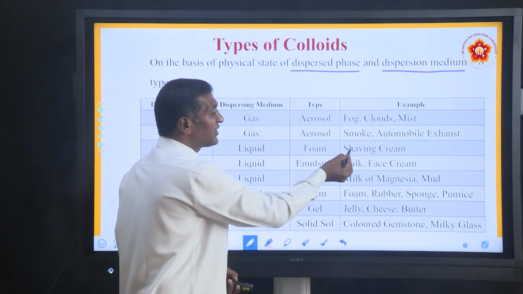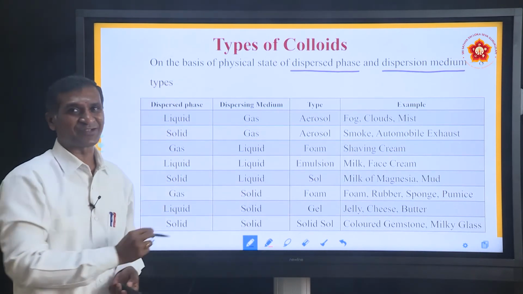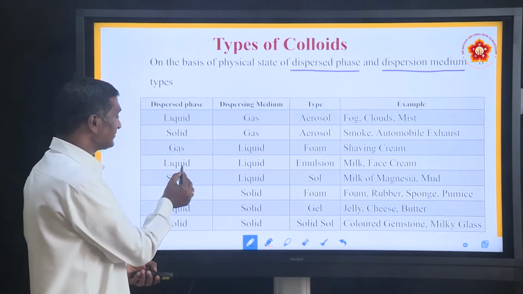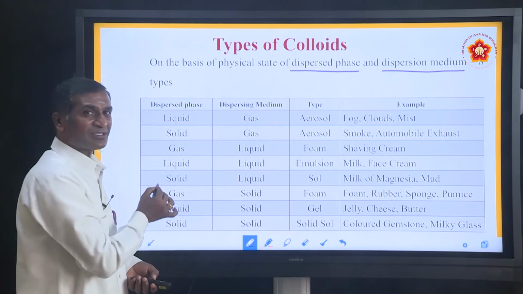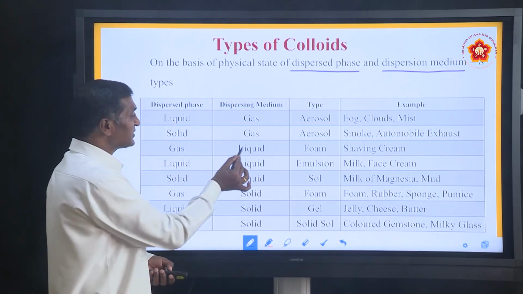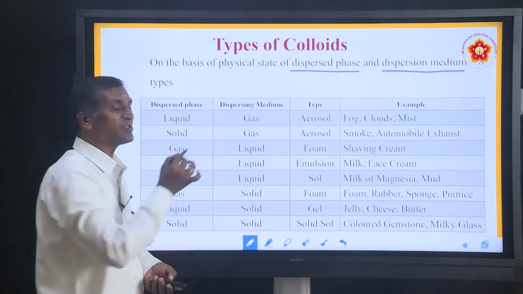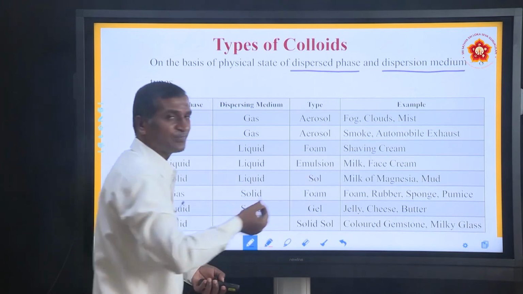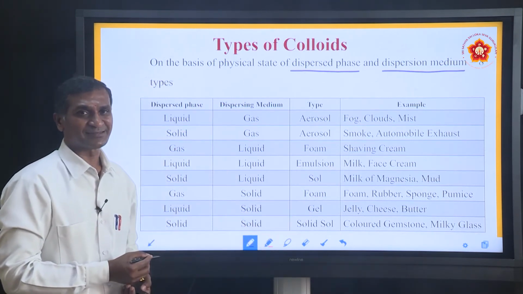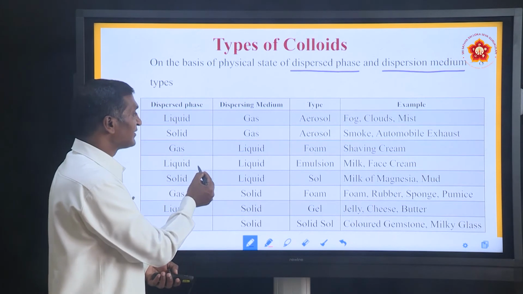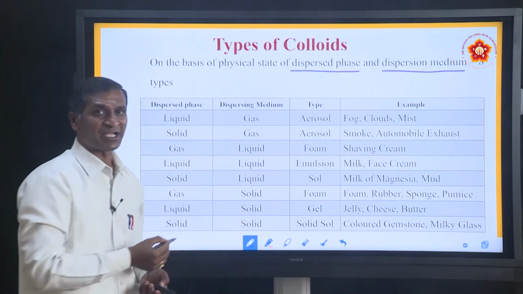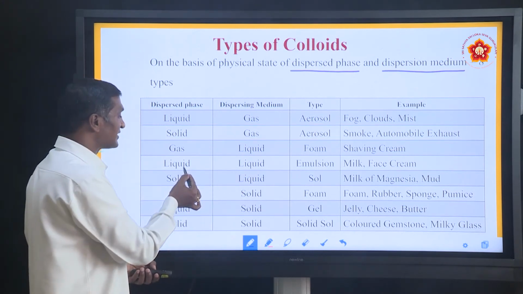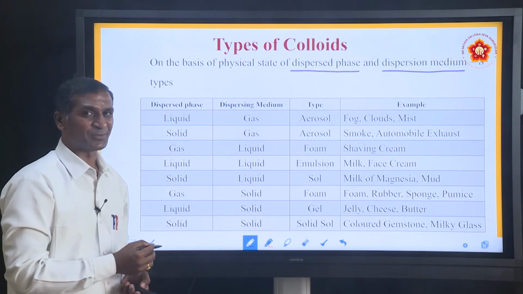Foam. Shaving cream is an example of that. See the shaving cream, it is an example. The fourth type: liquid is the dispersed phase and the dispersing medium is also liquid. Emulsion. Milk and face cream, the cosmetics we use, are all examples of the emulsion type, where the dispersing medium is liquid and the dispersed phase is also liquid.